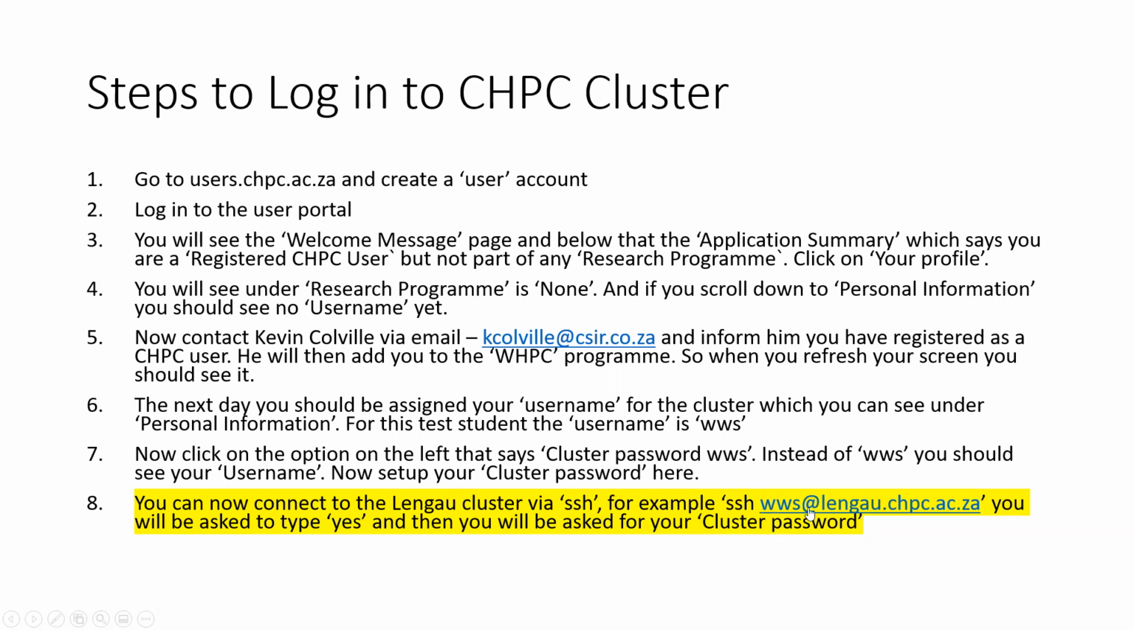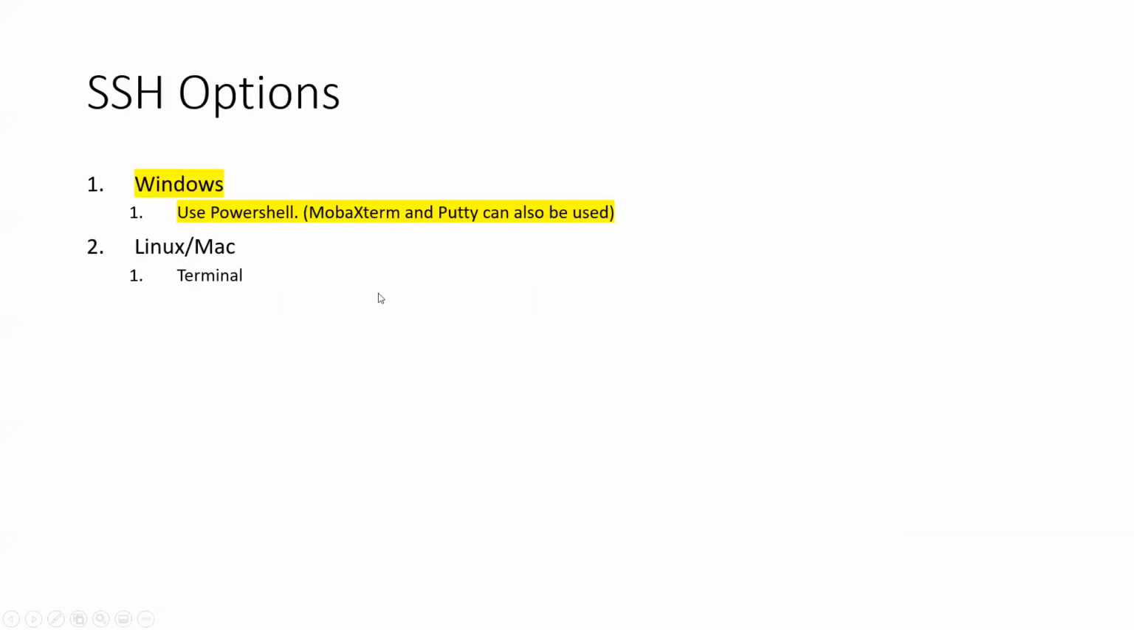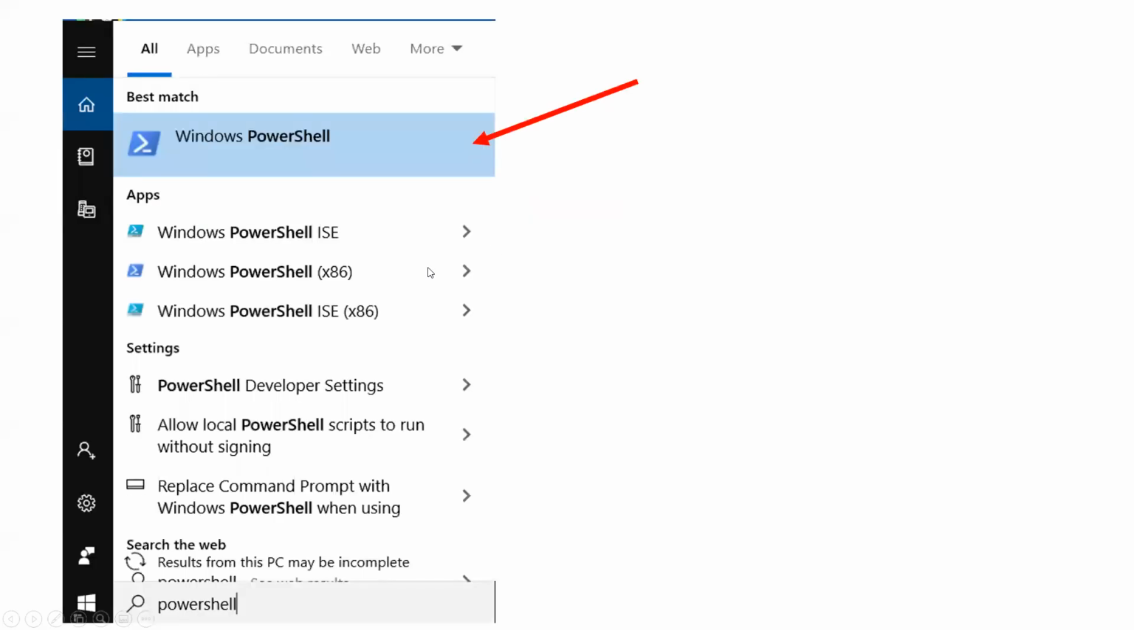For example, in this student's case, where the username is WWS, it'll be ssh wws@lengao.chpc.ac.za. You'll be asked to type yes, and then you will be asked for your cluster password. So there are 3 SSH options for Windows, Linux, and Mac. For Windows, we'll use PowerShell. You can also use MobaXterm and PuTTY.